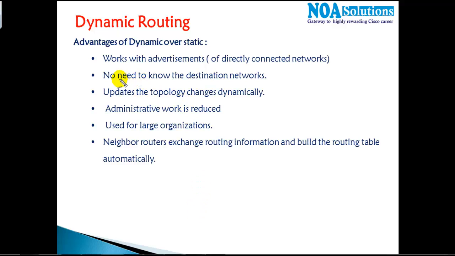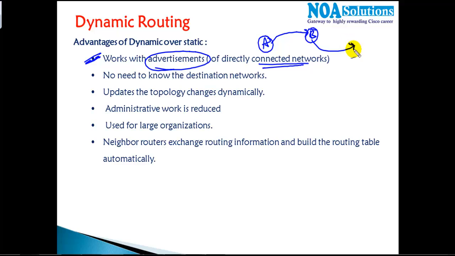So let's try to summarize the points. It works based on advertisements. Every router has to advertise its own networks. Router A is going to advertise its own networks to router B, and router B will advertise the information to router C, and C advertises information to routers B and D, and like that it will go on. So here we don't need to bother about the destination networks, because I'm going to learn about these networks dynamically through dynamic routing protocols.